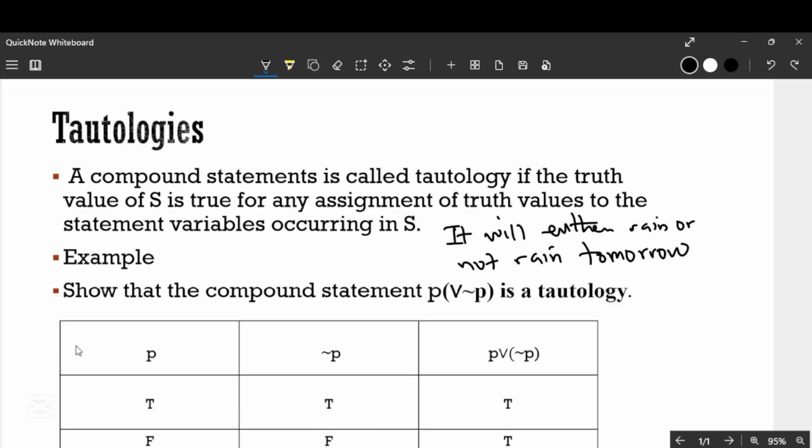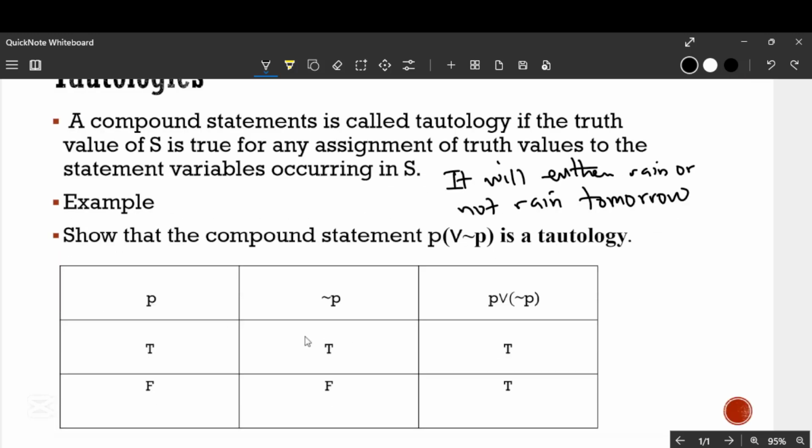So in this example, we are to show that the compound statement P disjunction negation P is a tautology. So P is true, and the negation of P is false. So the disjunction is true. And when P is false, the negation of P is true, so this one too is also true.